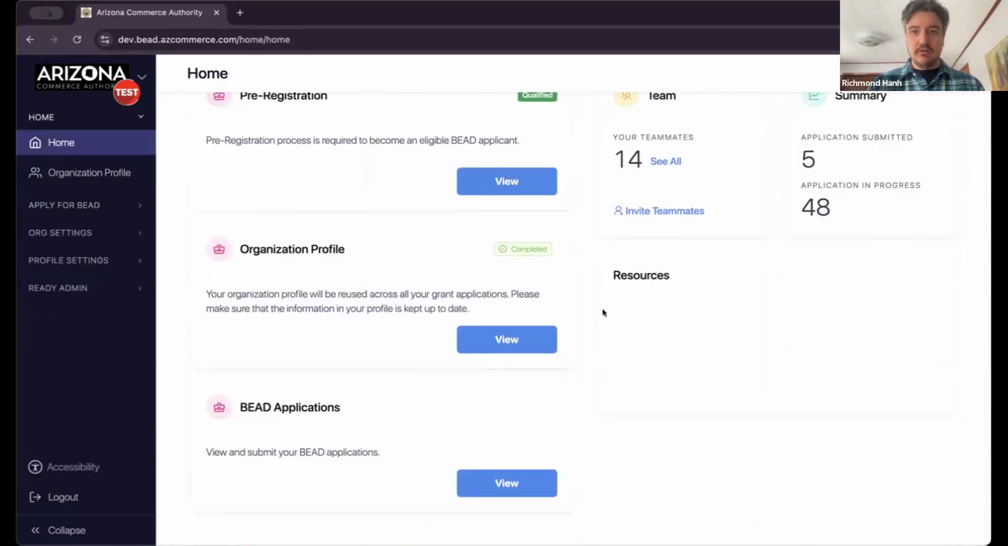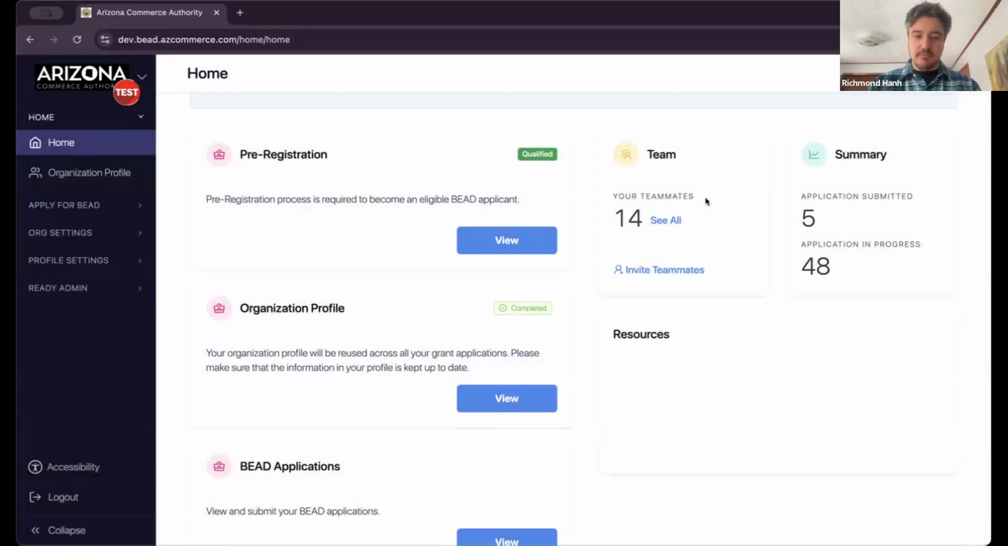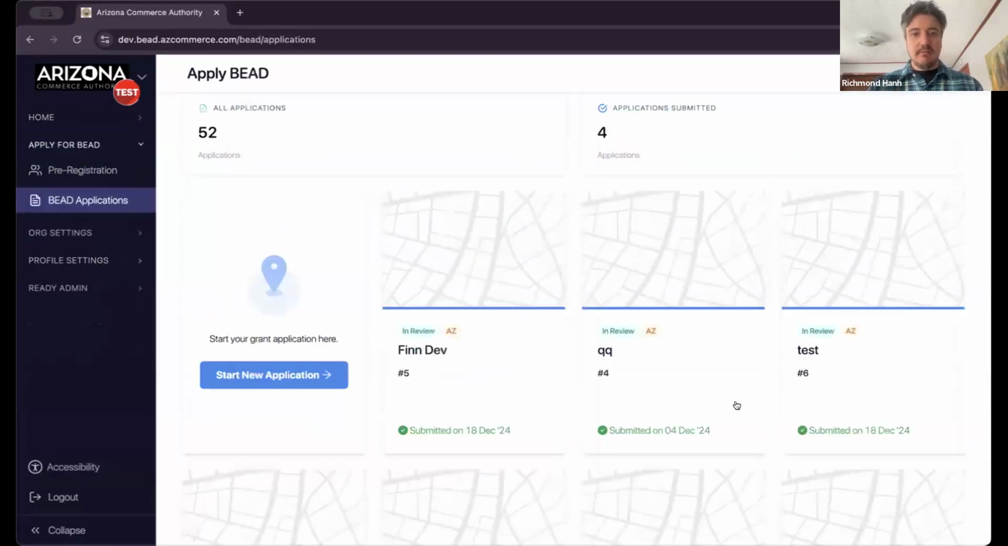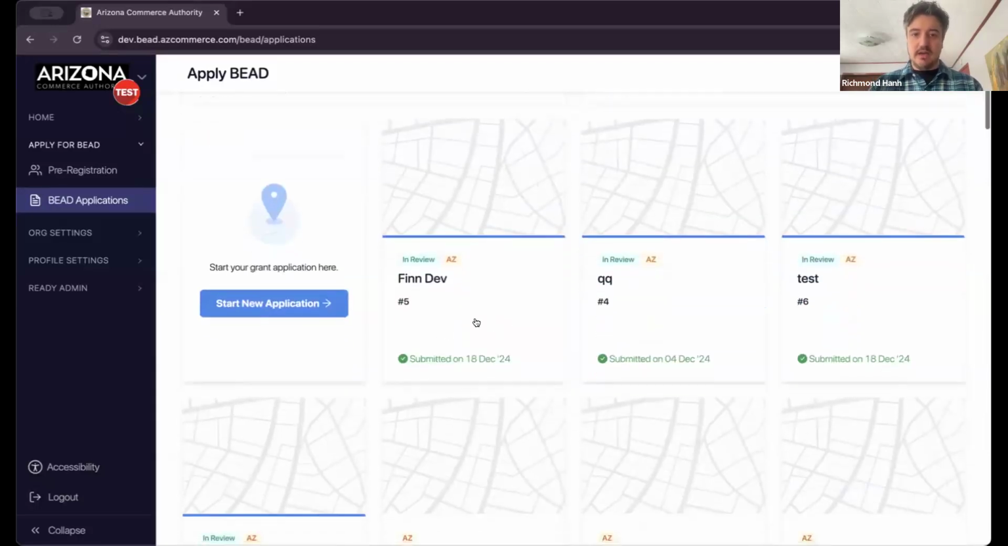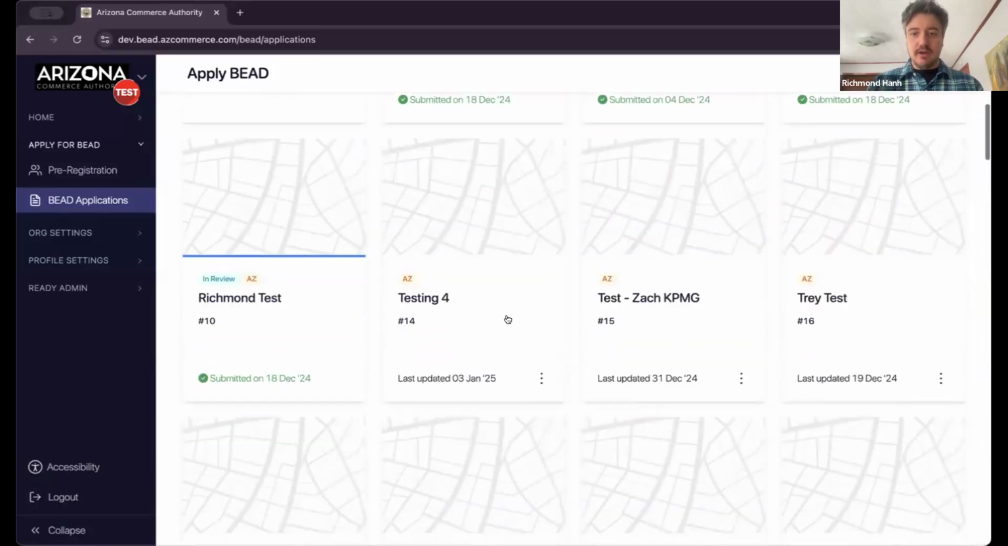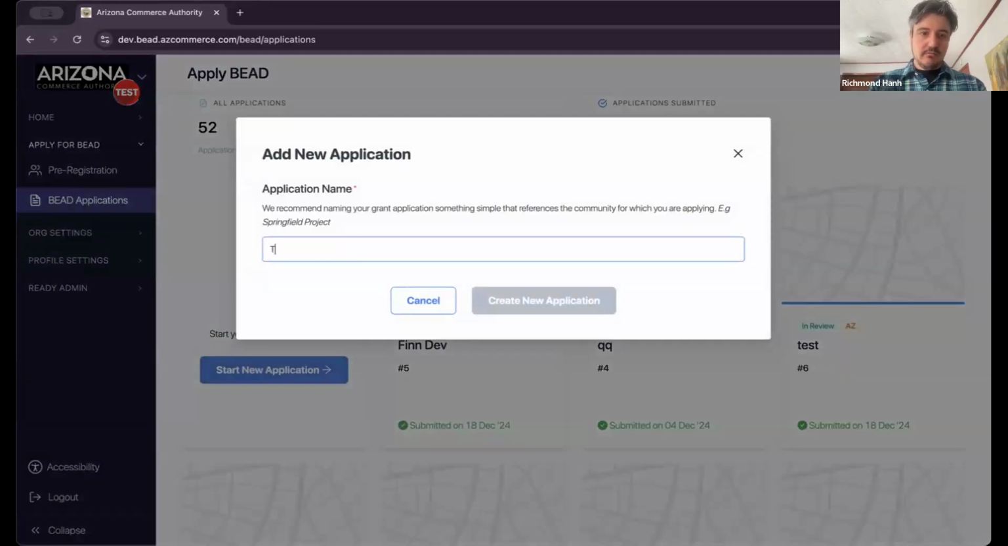Going back to the homepage, I also want to flag that you can invite teammates from here. This can absolutely be consultants, anyone who's part of your strategy for applying for these grants can join your team and participate on the application. These are all the applications that I have in process. You can see these ones have been submitted and are now uneditable. For any of the other ones that I've started in the past, I can either edit the application, or if I decided to go in a completely different direction, I can delete it. I'm going to start a new application.